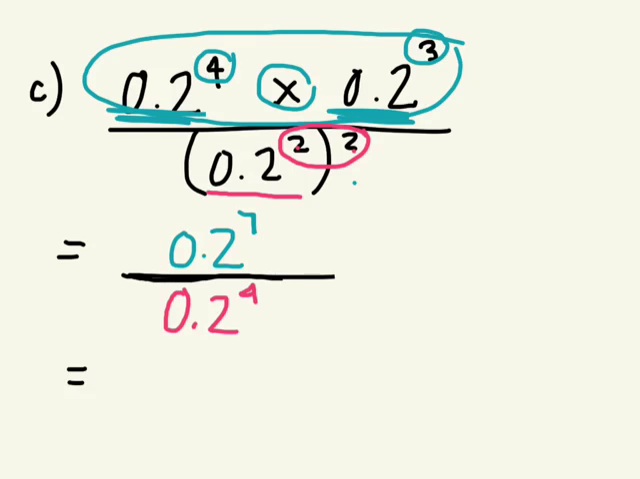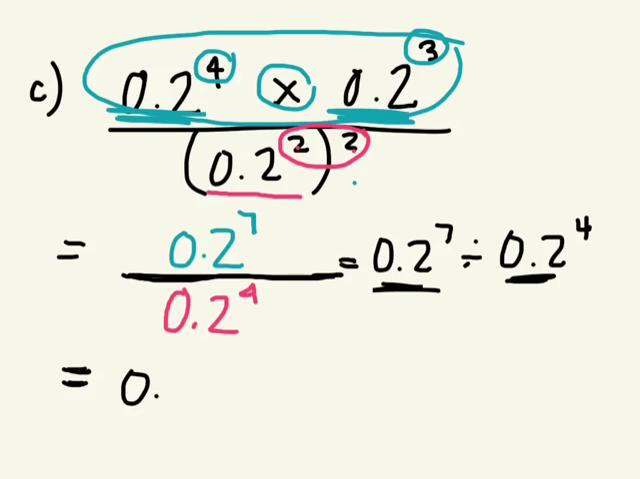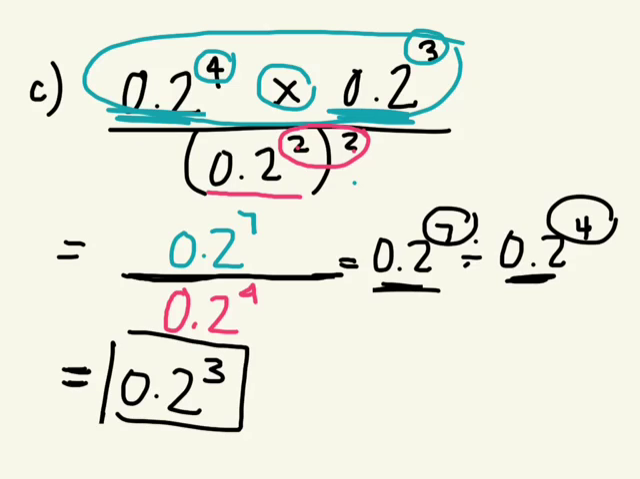Can you still simplify this? What operation is this line here? Division. Right, so this is actually 0.2 to the power of 7 divided by 0.2 to the power of 4, and our answer, same base, 0.2. What do we do with the exponents when we're dividing? You subtract. Good. 7 take away 4. 3. And that is the answer as a single power.